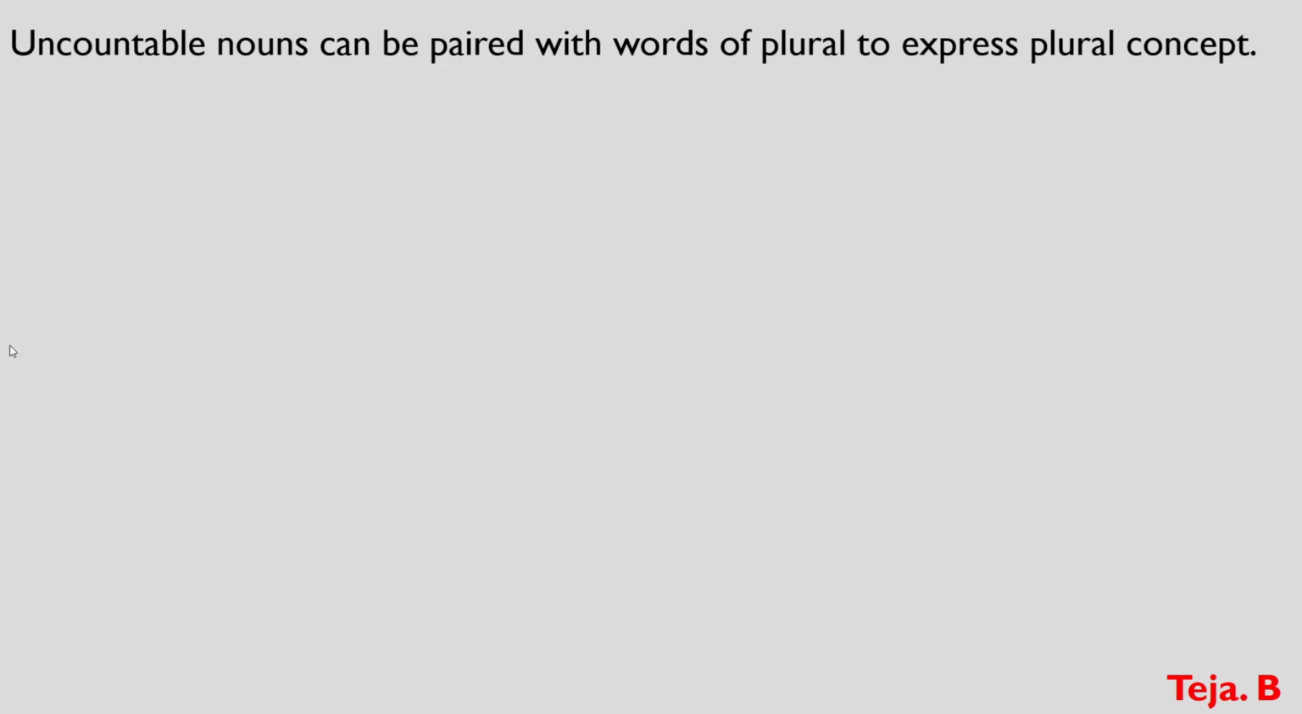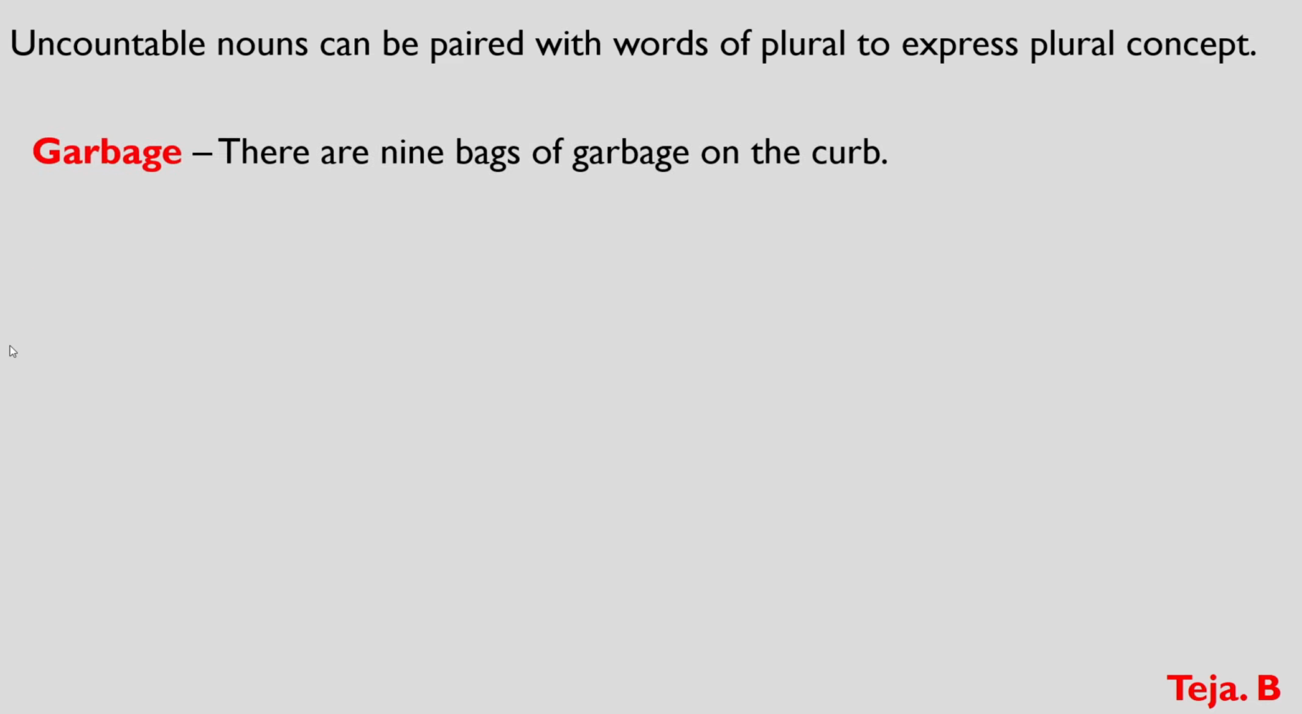Let's see. Uncountable nouns can be used as countable nouns by using a pair of words. They express a plural concept. We can make an uncountable noun countable, but we must use some words which express a plural concept. Let's see how. For example, garbage. Garbage is an uncountable noun.